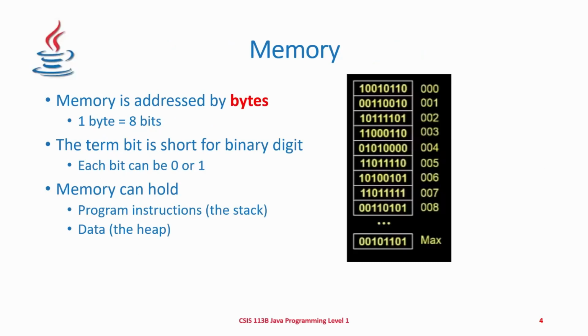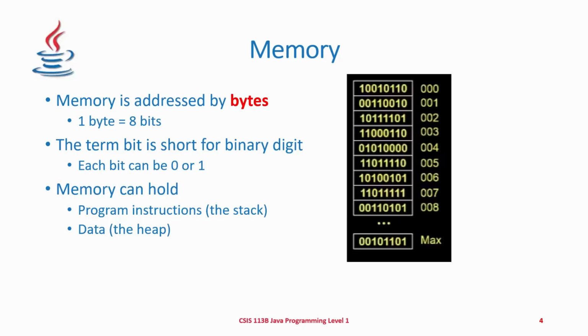So here is an example of memory. We're defining for you here the difference between bits, which is the zeros and the ones, and a byte, which is a collection of 8 bits. That's how memory is addressed, by bytes. They're grouped into bytes wherever they're stored, whether it be the stack or the heap. They're stored in bytes, and that's how they are referenced.